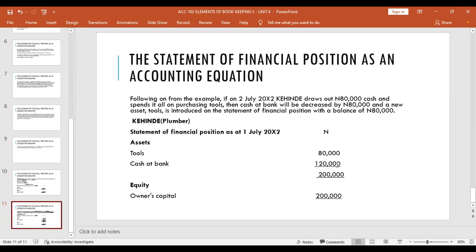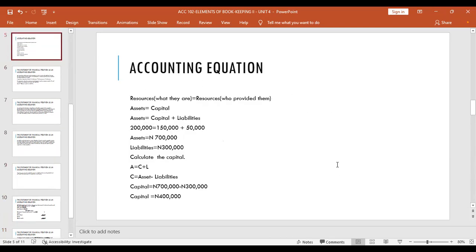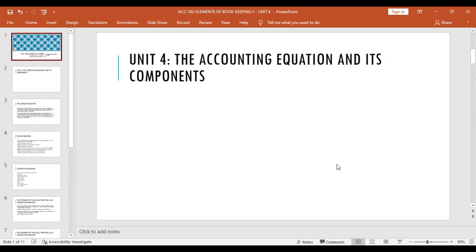So basically, this is what we mean by the accounting equation. Just like in chemistry, where students have chemical equations, and of course the two sides must be equal, the same thing in accounting: the two sides, assets, and capital plus liability, must always be the same. That is what the accounting equation is all about.